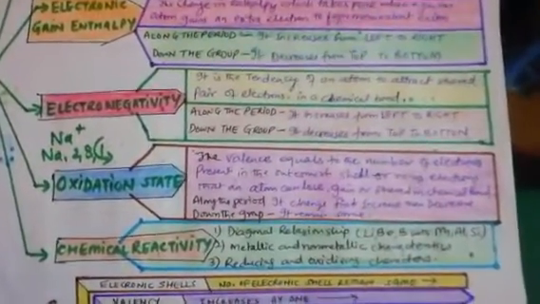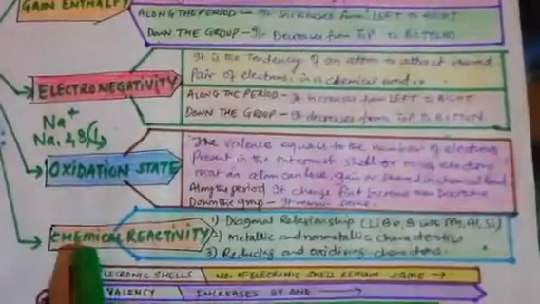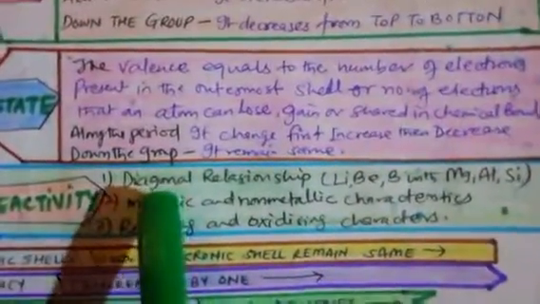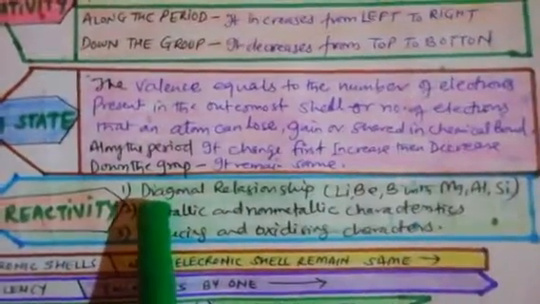Oxidation state increases when we move from left to right, and it remains the same down the group. Next is chemical reactivity. These are chemical properties. There are basically three chemical properties. I am going to share one PDF, from where you can read these chemical properties.